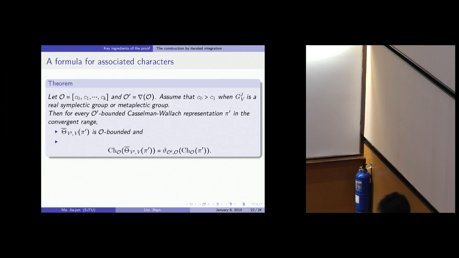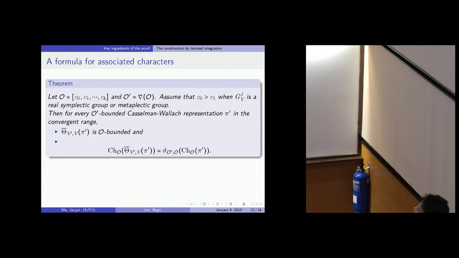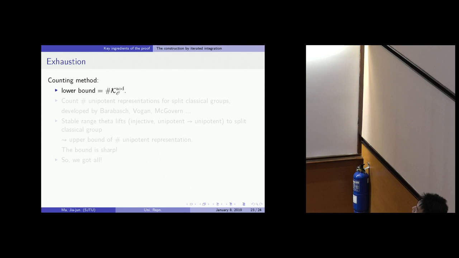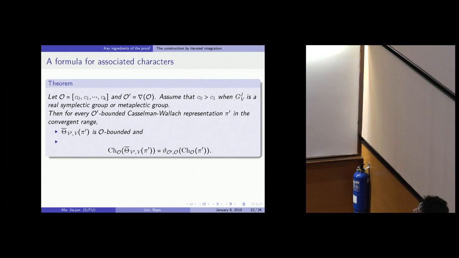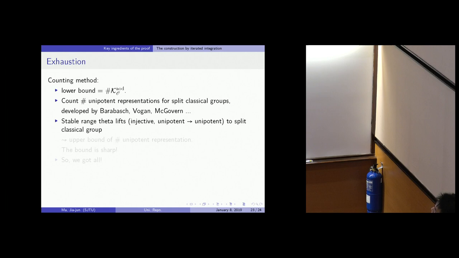Then, using this successive iterated theta lifting, we will get a lot of unipotent representations. In particular, as I said, the characteristic character map to the admissible orbit data is a surjective map. So we get a lower bound of the number of unipotent representations in this case, which is the same as the number of admissible orbit data. And moreover, for split classical groups, the number of unipotent representations is counted by, I think, Barbasch's work. Barbasch used a lot of results of Vogan and McGovern. Anyway, we are using theta lifting.